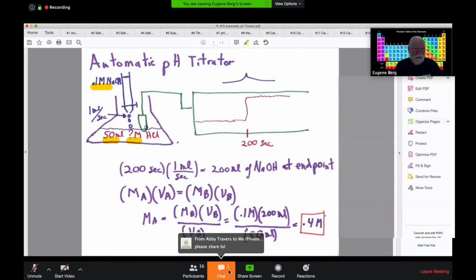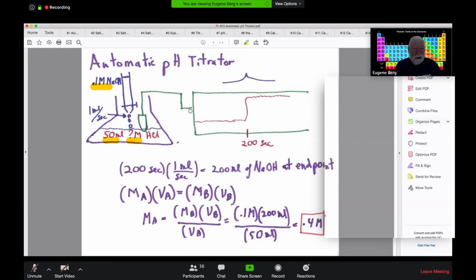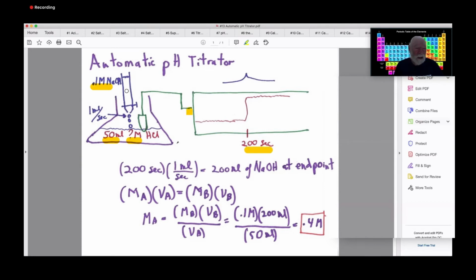I also gave them a pH meter hooked up to a chart, so the chart would plot pH versus time. Now here was the hard part of the experiment. The students had to calibrate the burette so it delivered exactly the same volume per second. Let's say they were able to set this thing up so it delivered 1 milliliter of sodium hydroxide per second.